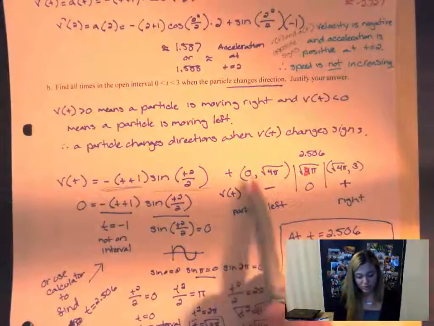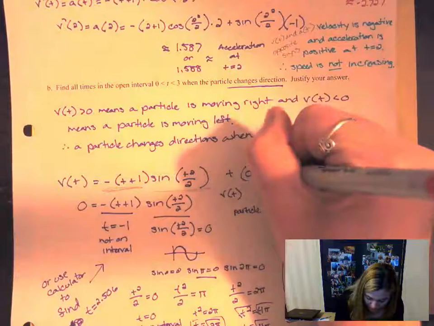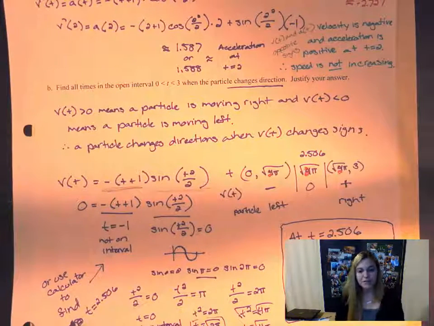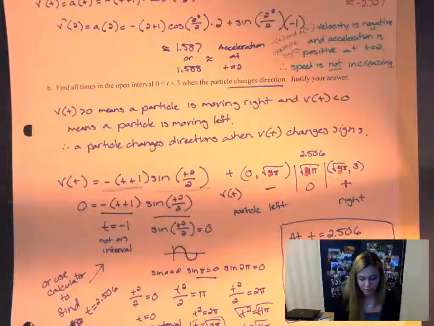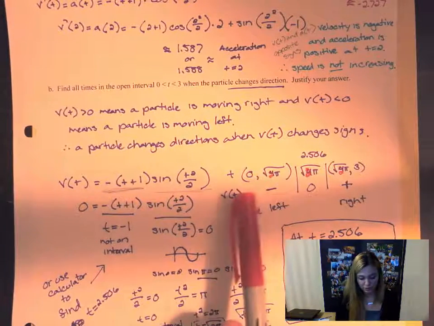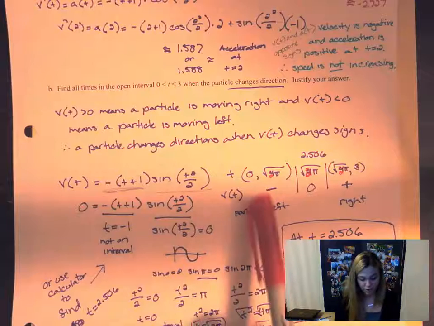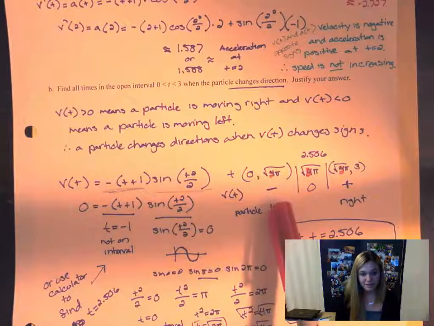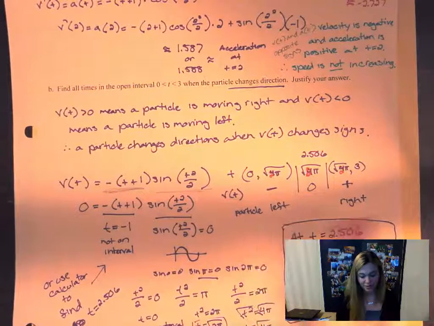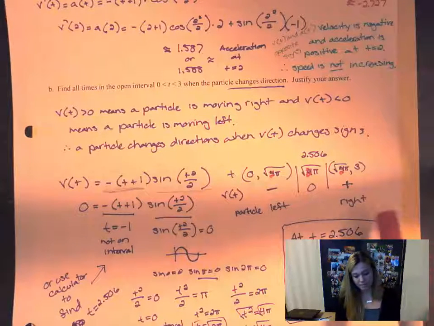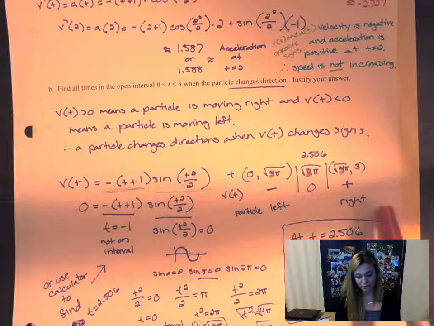Pick your favorite number from 0 to the square root of 2 pi. Same thing over here. There we go. Pick your favorite answer from the square root of 2 pi to 3, and then figure out negative or positive in this interval. So, I don't know. If you pick 1, for instance, and you substitute 1 back into velocity, you will figure out that velocity is negative, which means the particle is moving left. Pick something from 2.506 to 3, maybe 2.7. And then you'll figure out that velocity is positive, moving right.